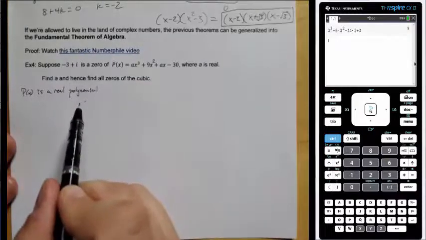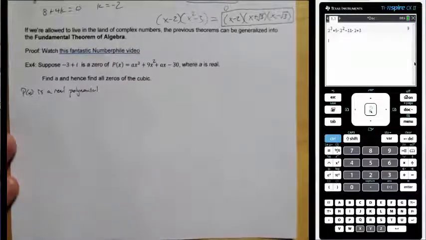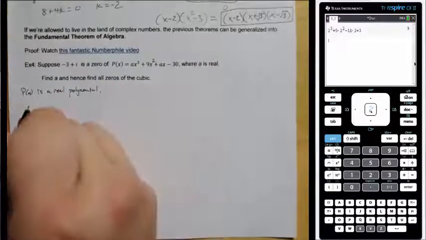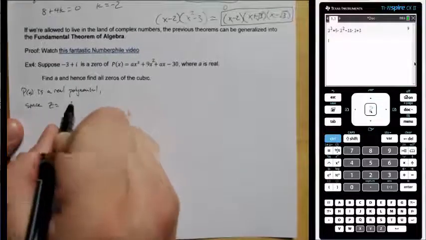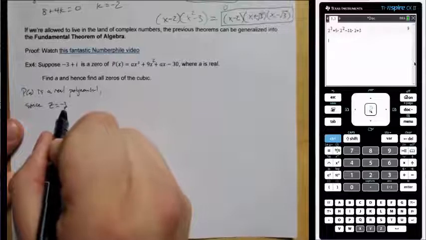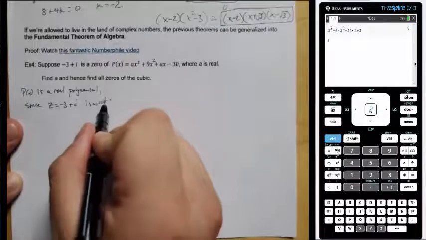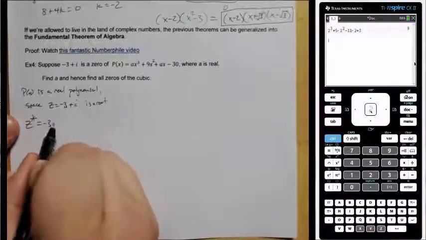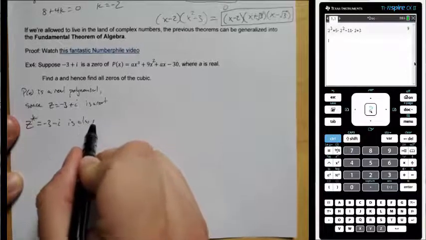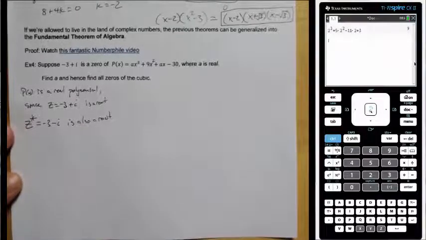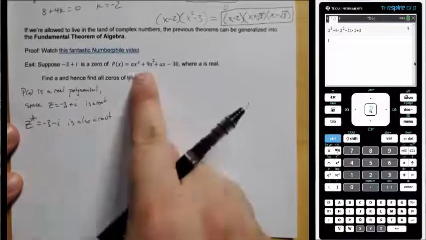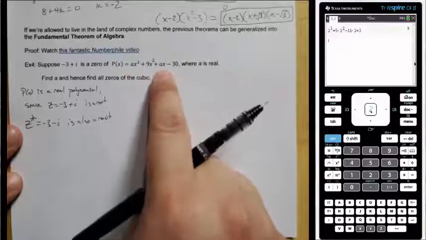What this tells me is that zeros come in conjugate pairs: if a complex number is a zero, its conjugate is also a zero. Since z equals negative 3 plus i is a root, then z star, the complex conjugate of z, negative 3 minus i, is also a root. What this tells me is that I know two of the three linear factors of this cubic.